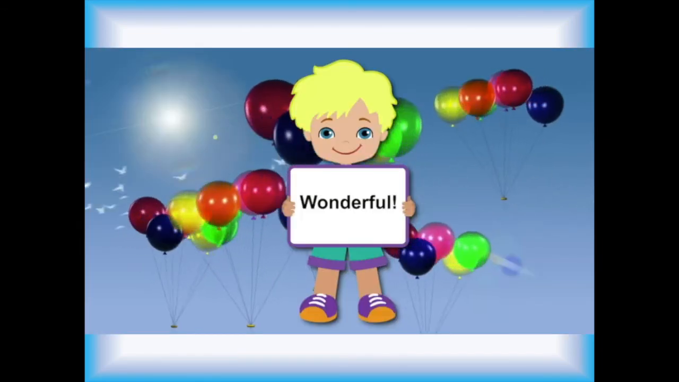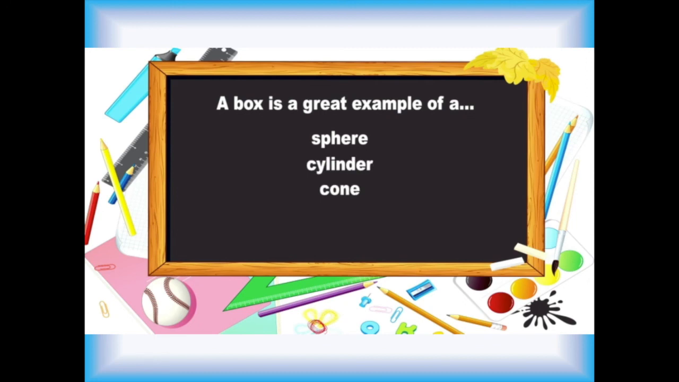Wonderful. Time to see if you can spot that shape. Let's try this question first. A box is a great example of a sphere, cylinder, cone, or a cube. Did you guess cube? Yes. You've got this boxed up.